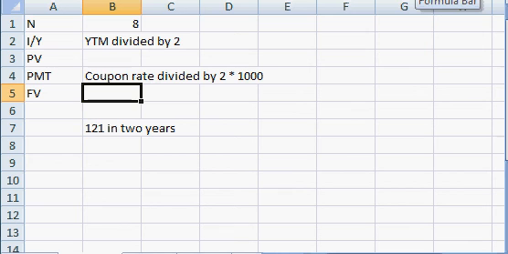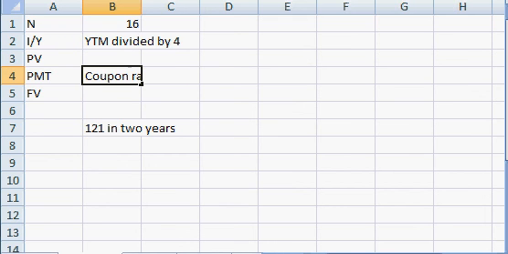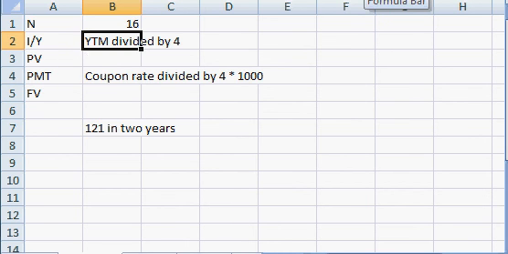Now, what if we had a bond that paid quarterly payments instead of half-year payments? N goes to 16: 4 years, 4 quarters per year, 16. We divide the yield to maturity by 4. The coupon rate we divide by 4 and multiply by 1,000. That would end up making it worth just slightly more money, because it's better to compound more frequently. So just philosophically, that's what's going on.